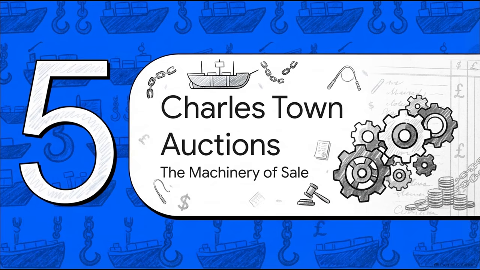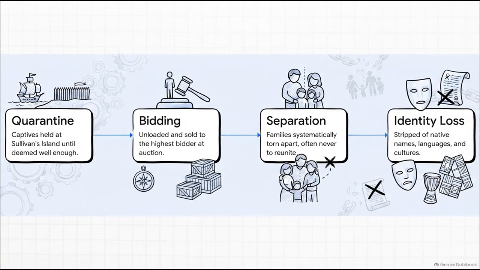Once they were cleared from quarantine, the captives were funneled directly into the brutal machinery of the sale. The entire process of importing and selling enslaved Africans was a cold, highly mechanical routine designed strictly for one thing: profit. Let's walk through exactly how this worked. Step 1, as we just discussed, was that pre-auction quarantine at Sullivan's Island to ensure the so-called merchandise looked healthy. Step 2 involved unloading the captives, sending them straight to the market, and auctioning them off to the highest bidder.